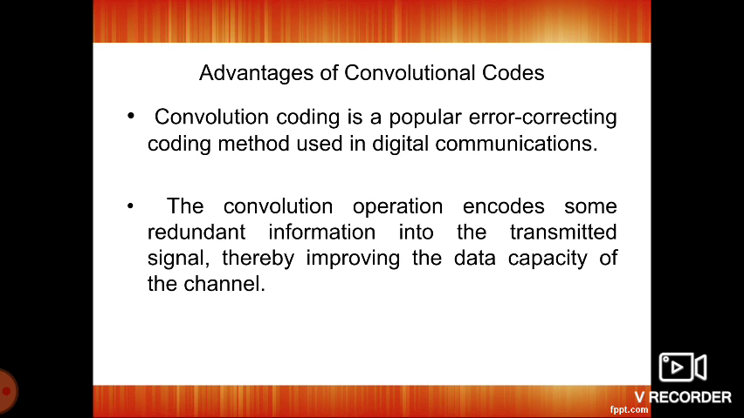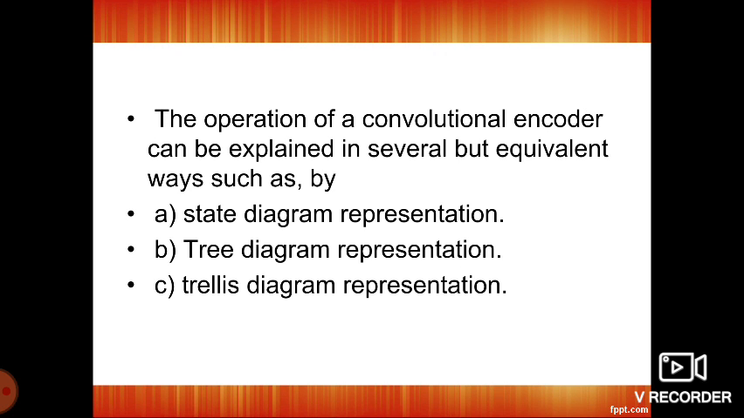The advantage of convolutional code is that it is a popular error correcting code method used in digital communication systems. The convolution operation encodes some redundant information into the transmitted signal, thereby improving the capability of the channel. The operation of the convolution encoder can be explained in three equivalent methods: the state diagram method, the tree diagram and the trellis diagram.